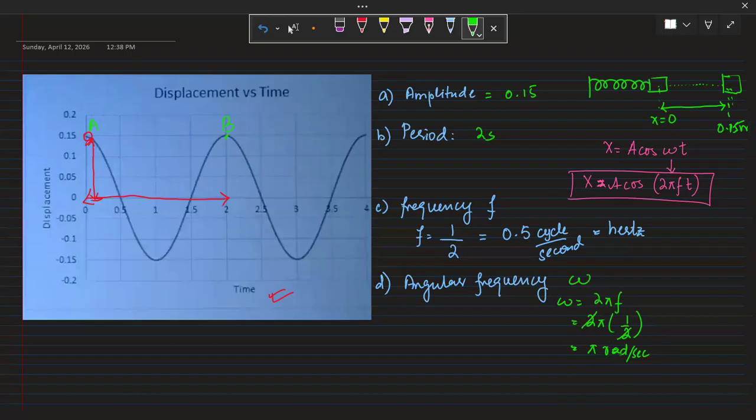Now we're going to talk about the spring constant.